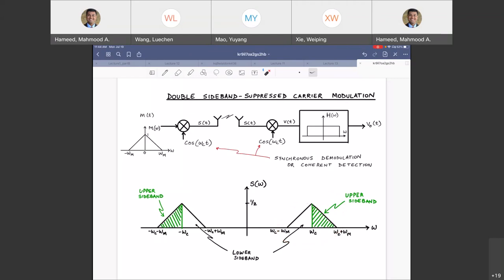So double sideband is where you have both the upper sideband and the lower sideband, and you're trying to suppress the carrier. And I'll talk about, in the time domain, what it means to suppress the carrier or not.